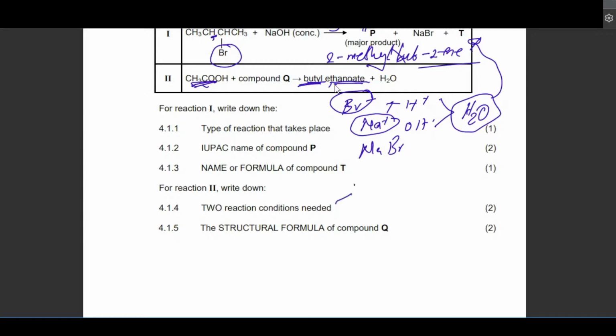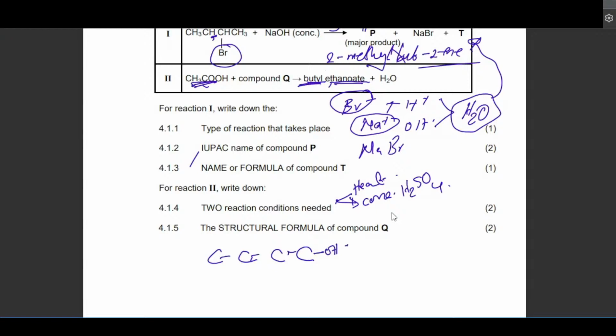The first one is heat. You need to heat. The second one, you must use concentrated sulfuric acid. You can use the symbol or you can write it out, because they didn't say to use the symbol. Next, the structural formula for compound Q. Yes, you see, as I said, that is butyl. Butyl means it came from an alcohol. 1, 2, 3, 4. That is the but. Because it is an alcohol, therefore I put that.